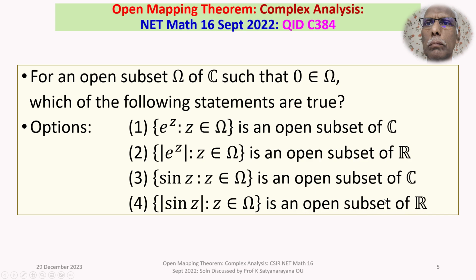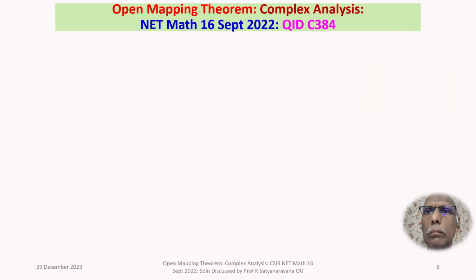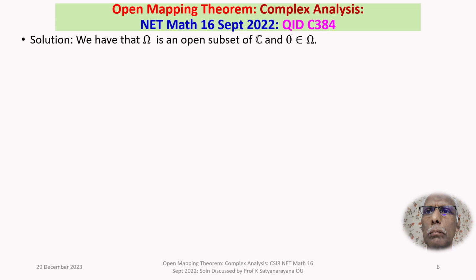We are given an open subset omega of C such that 0 belongs to omega. Then we have to discuss the validity of the four options given. And it is a question from Part C, so there can be more than one answer. Let's now discuss the solution of the problem in detail.